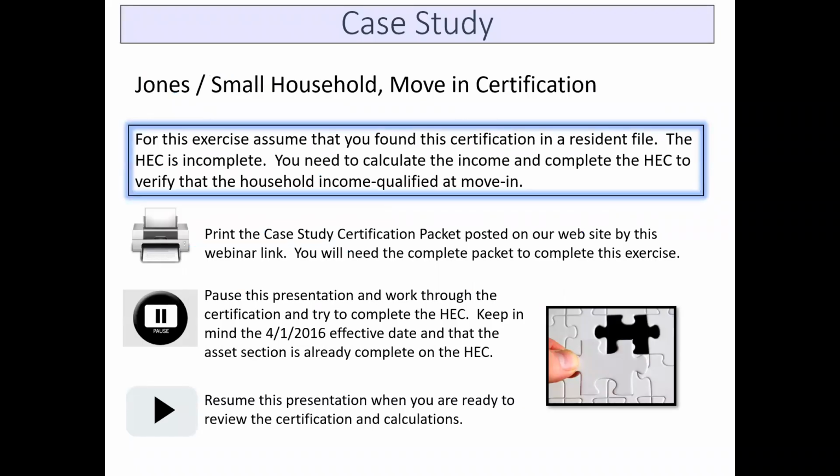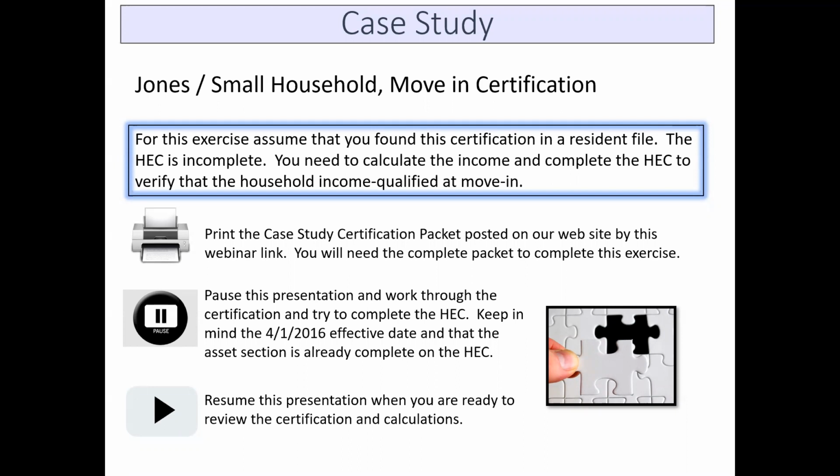So for this case study, this is going to be an exercise where we're going to assume that you find a certification in a resident file when you're looking through files. The Housing Eligibility Certification, or the HEC, is incomplete. So what you need to do at this point is to go through the certification, calculate the income, and complete the Housing Eligibility Cert to verify that the household really was income qualified at the time of move-in. There are 3 steps to this process. First, you want to print the case study certification packet posted on our website. I just showed you where that will be posted.